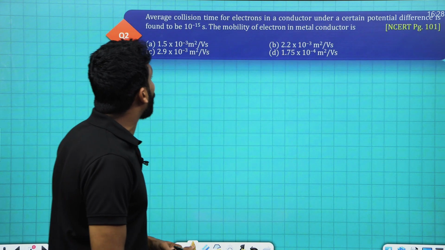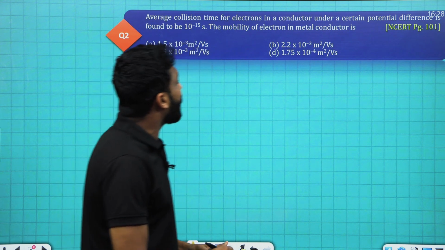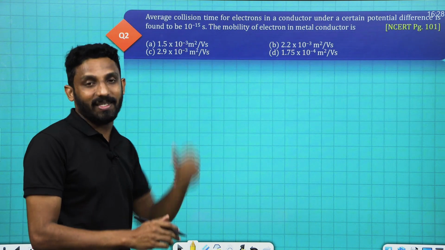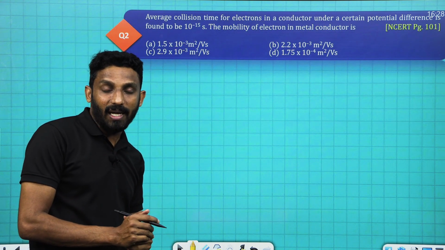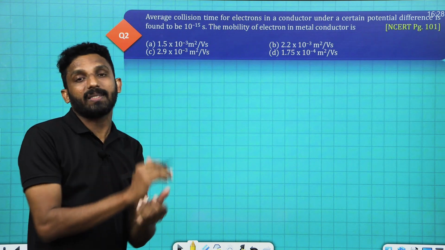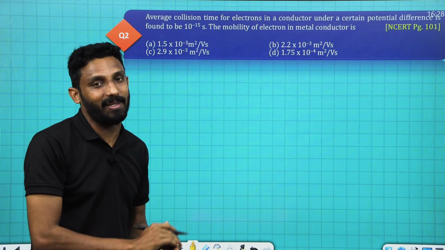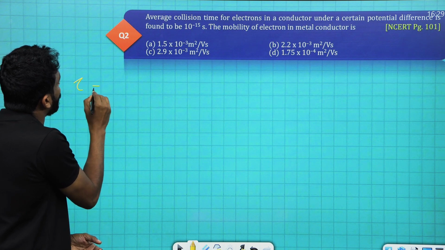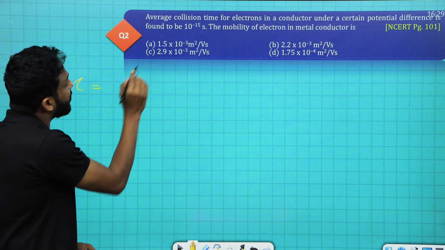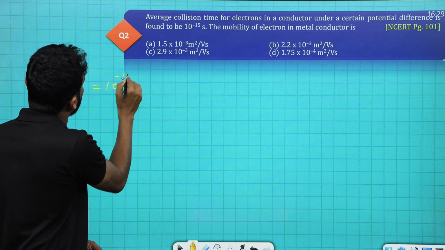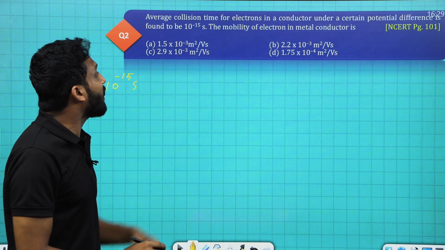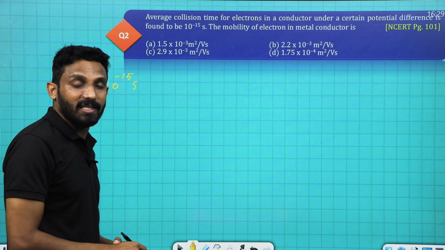Average collision time for electrons in a conductor under a certain potential difference is found to be 10 power minus 15 seconds. The time between the collisions, the average time, that is the relaxation time. The relaxation time is represented as tau. Tau is given as 10 power minus 15 second in a particular conductor. The mobility of the electron in the metal conductor is asked.